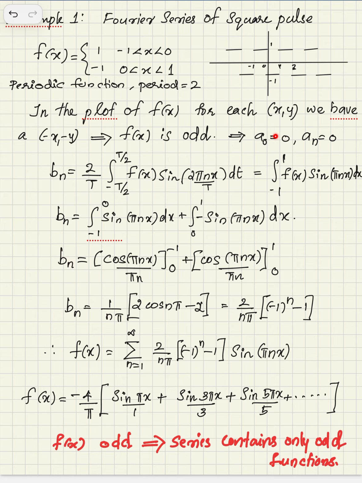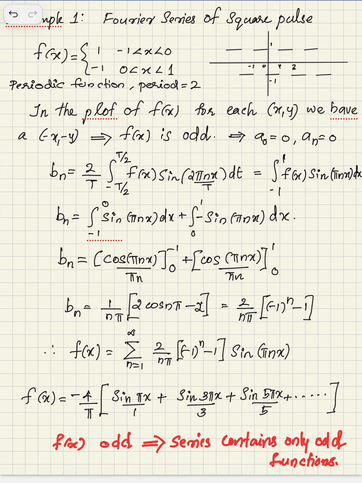Now, there is no need to calculate a0 and an since the function is odd. Calculate bn by direct integration: 2 by T, where T is 2, so 2 by 2 becomes 1. Integral from minus 1 to 1 of f of x sin pi n x dx. This function is piecewise continuous, so you have to integrate piecewise. From minus 1 to 0, the function value is 1. From 0 to 1, the function value is minus 1.